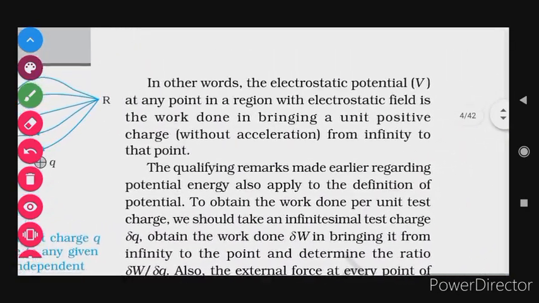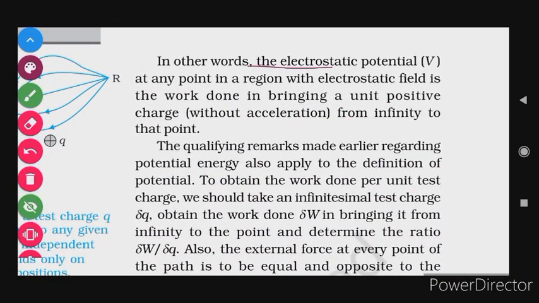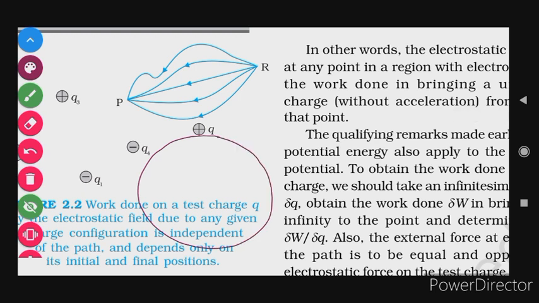In other words, the electrostatic potential at any point in a region with an electrostatic field is the work done in bringing a unit positive charge from infinity to that point. From this definition we can define electrostatic potential. It is the work done in moving a unit positive charge from infinity to a point in that field. So this work done will be the electrostatic potential of that point.